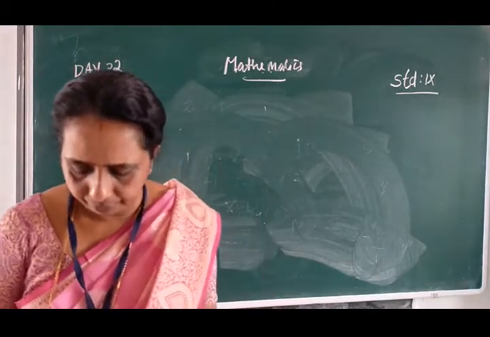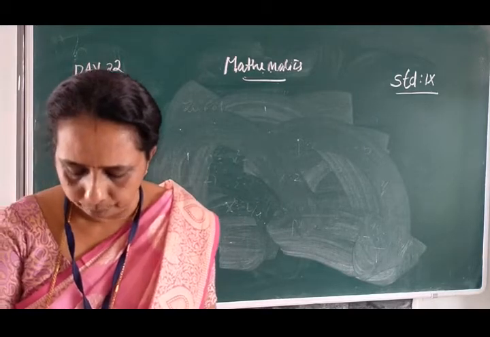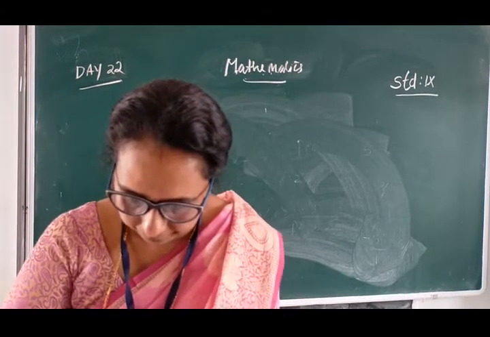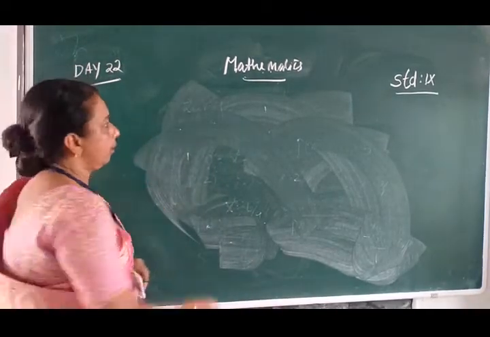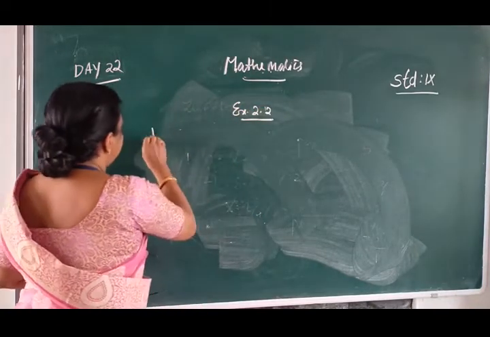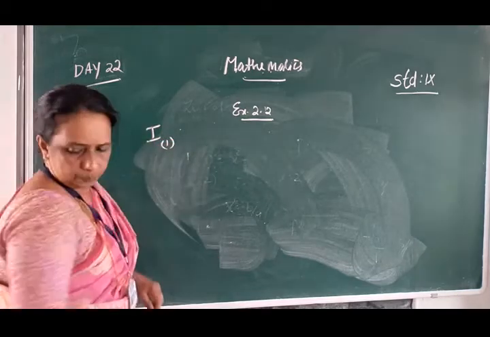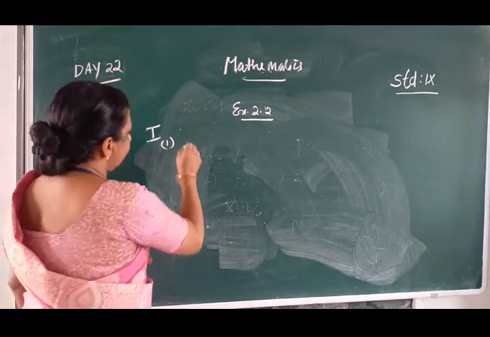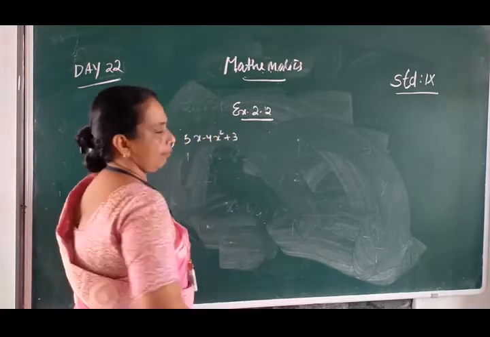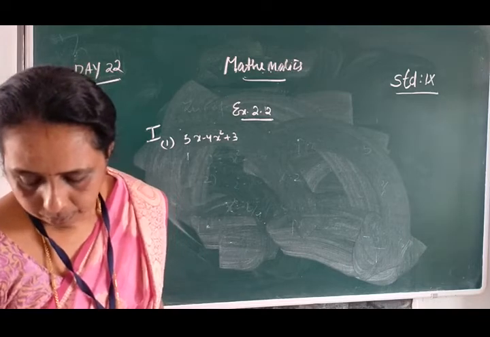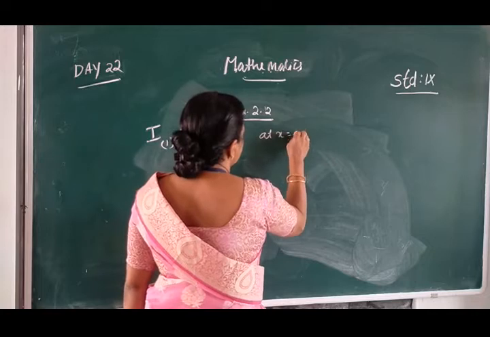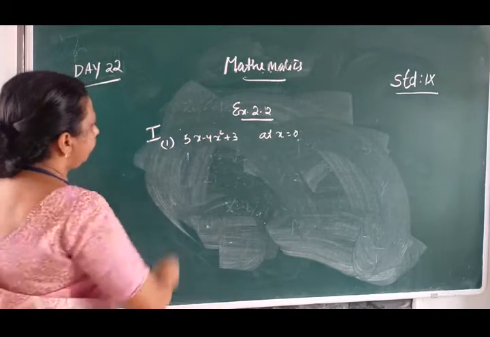Exercise 2, first one: find the value of the polynomial 5x minus 4x square plus 3. Find the value of this polynomial at x is equal to 0.